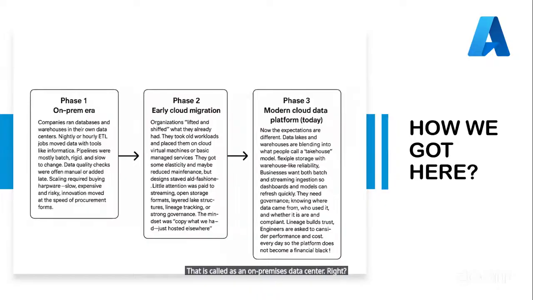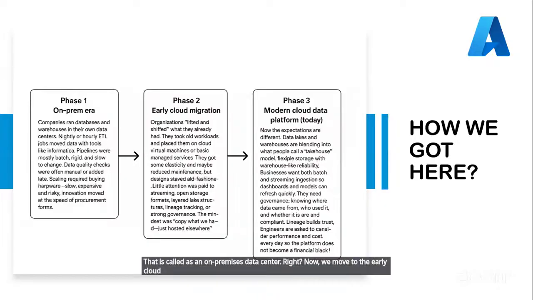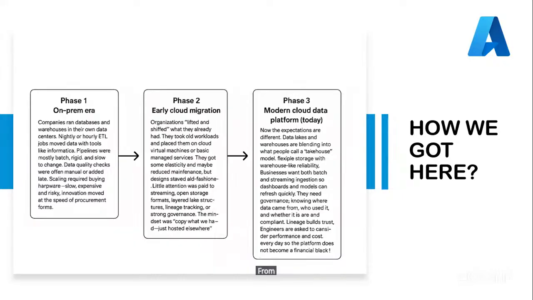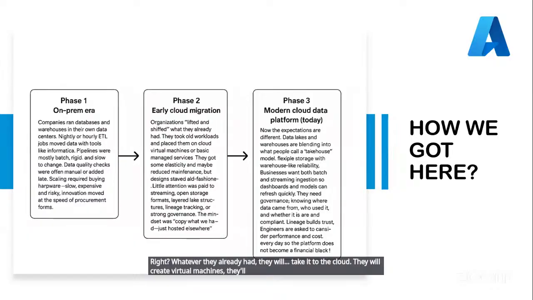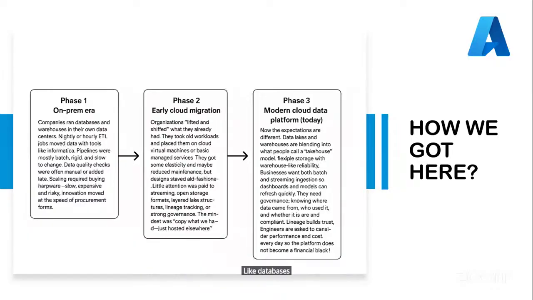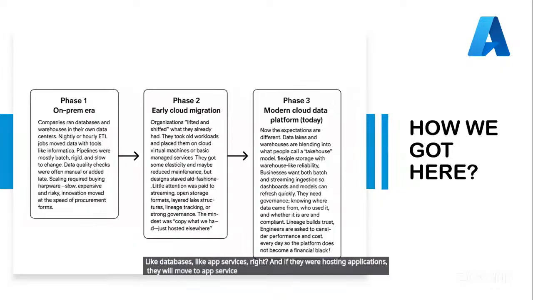Now we move to the early cloud migration, where organizations would pick up their load from their on-premises environment and put it into the cloud environment, right? Whatever they already had, they would take it to the cloud. They will create virtual machines, they'll create services like databases, like app services, right? If they were hosting applications, they would move to app service. If they had a virtual machine in their own environment, they'll create a virtual machine in the cloud, right?